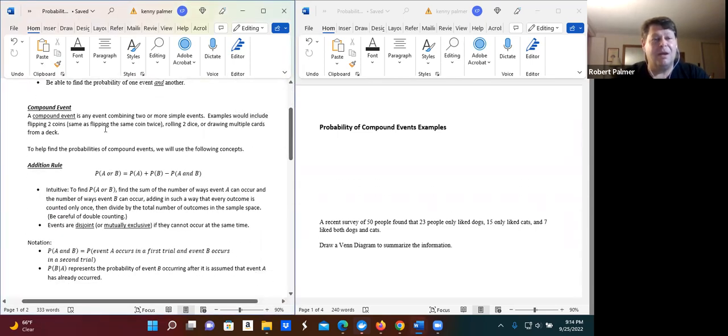A compound event is any event combining two or more simple events. So with your knowledge of probability so far, the idea of a simple event would be like flipping one coin, drawing one card from a deck, something like that. And then these examples would be, for example, flipping two coins, or flipping the same coin twice, combining two events, rolling two dice, okay, so rather than just one die, or drawing multiple cards from a deck. It has to be more than one, but it could be many. It could be flipping many coins, for example. The idea is we're combining or doing more than one simple event.